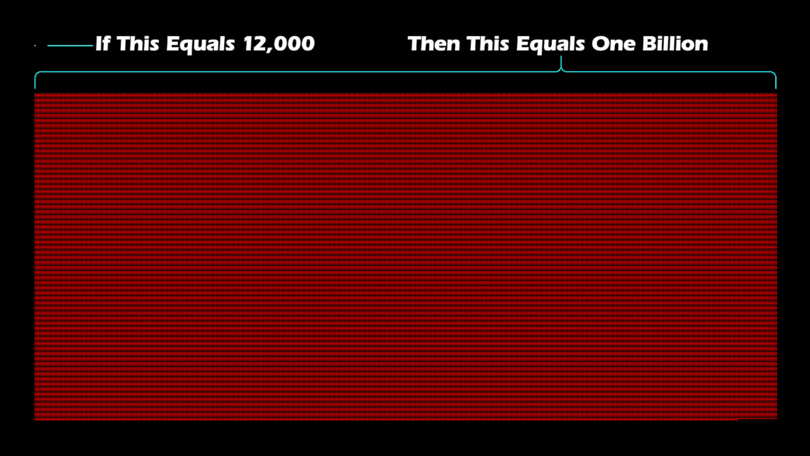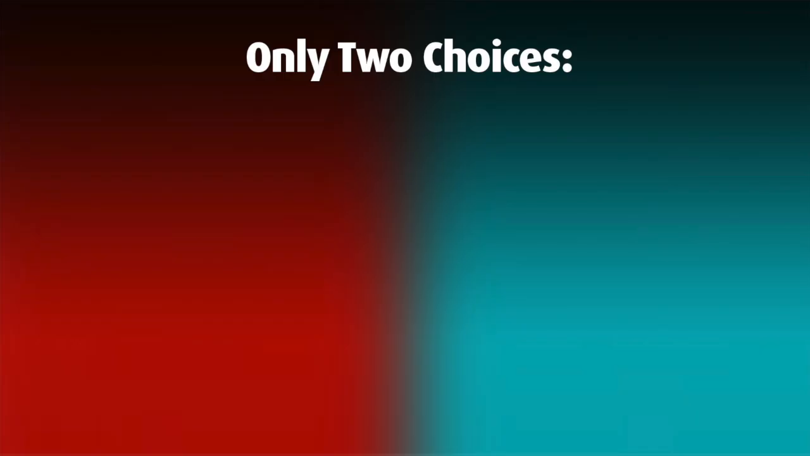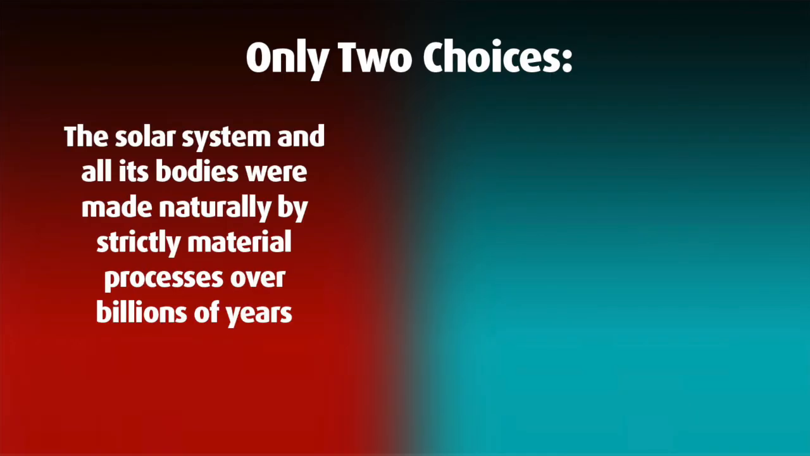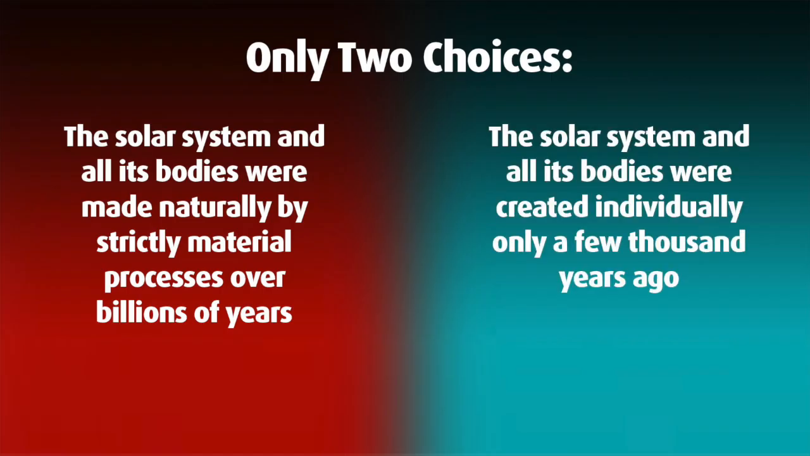When we talk about numbers, it's very abstract and we don't quite often grasp how much of a difference there is. But here we can see it. And that's not even the 4.5 billion years that the solar system is supposed to have for an age. There's really only two choices. Either the solar system and all of its bodies were made naturally by strictly material processes over billions of years, or the solar system and all its bodies were created individually and only a few thousand years ago. We're going to look at things today and see which conclusion we can arrive at. Which model fits the data best?